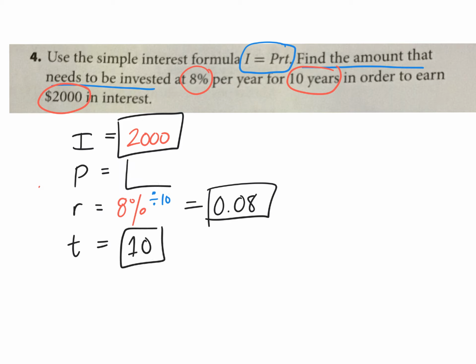So we don't know the principal amount, and if you read the question, it says, find the amount that he needs to invest. This is how much money that you start with. This is the money you're investing. So that's what we're trying to figure out. Now what? Plug it into the formula. Use this formula. You now know your I, you don't know the P, you're solving for P, you know your R, and you know your T. Plug it in, go.